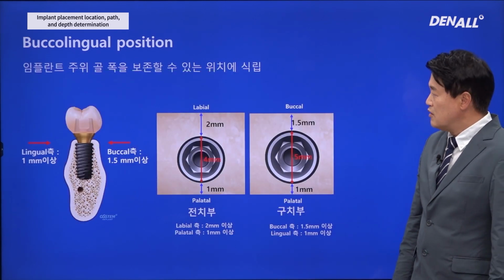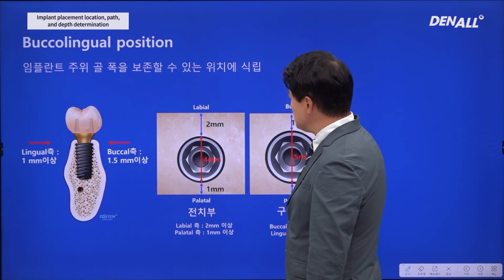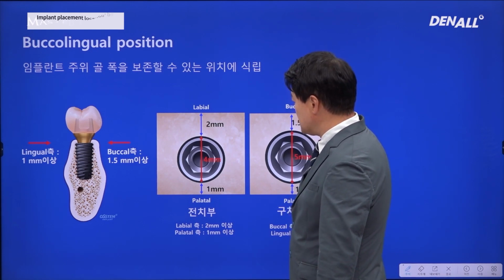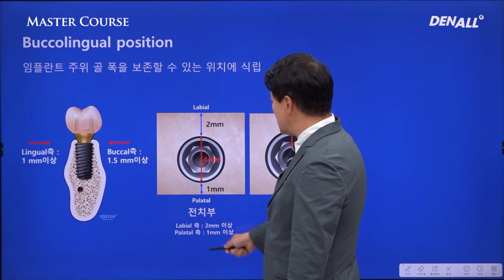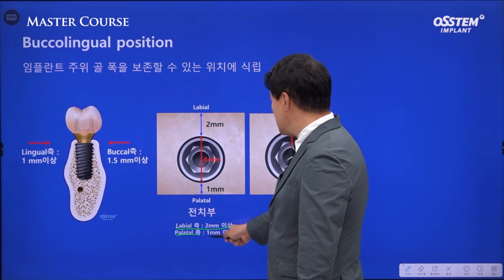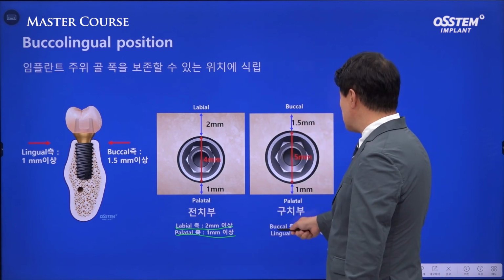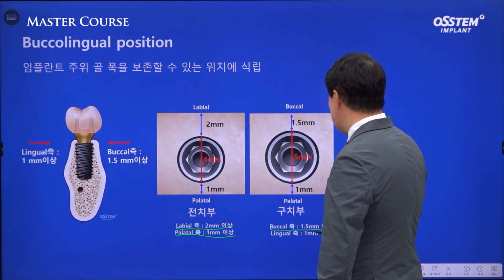The bone around the implant needs to be preserved after the placement. In terms of buccolingual position, in the anterior region, the labial bone width should be 2 millimeters or more. And on the palatal side, it should be 1 millimeter or more. That is the buccolingual position.